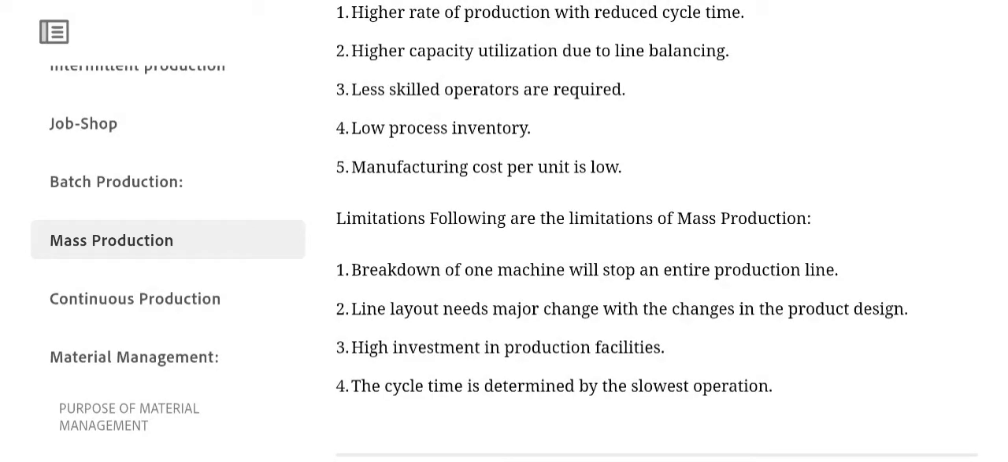Breakdown of one machine will stop the entire production, because as we see, this is the complete line of production cycles, and if one cycle breaks down, the whole production system is going to break down or stop. Second, a line layout needs major changes with change in the product design. Now this is a very crucial part.